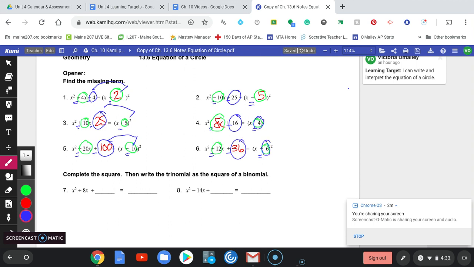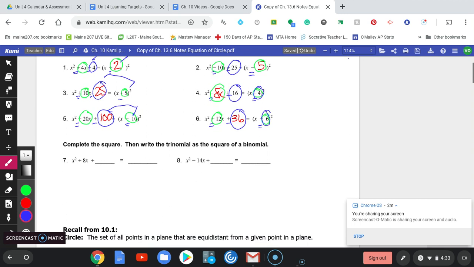So these are going to help us complete the square, which we're then going to use to write the equations of circles in center-radius form. Over here in problem 7, I'm going to start by using what we found with the green relationship at the top. If I take that 8 and divide it by 2, that gives me the number that's going inside the binomial on the right side, which is 4. So this binomial that gets squared is going to be x plus 4, and I know it's a plus because of the plus here.